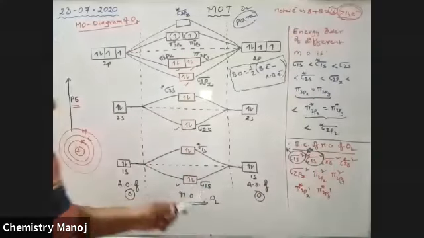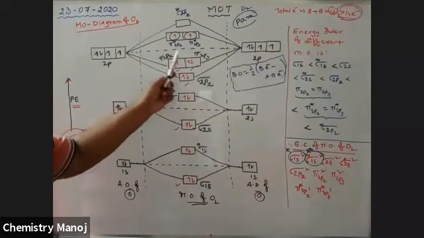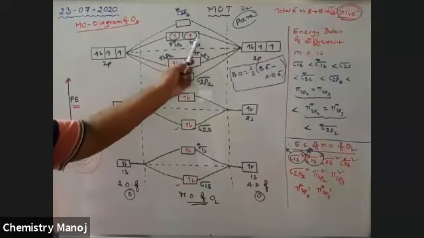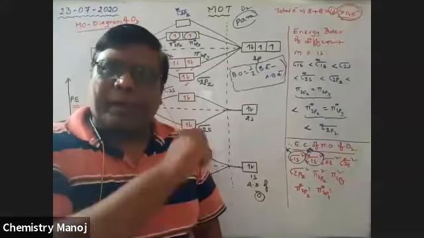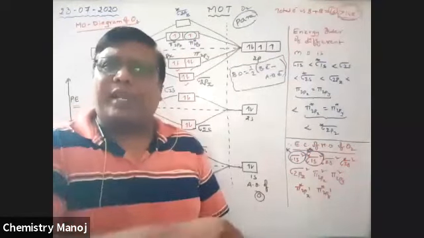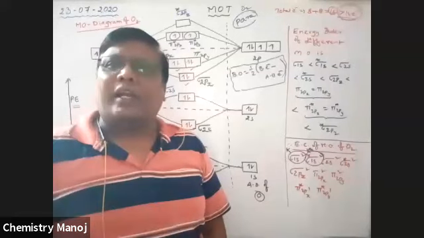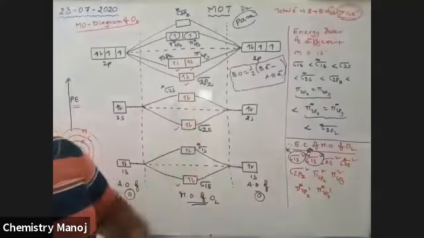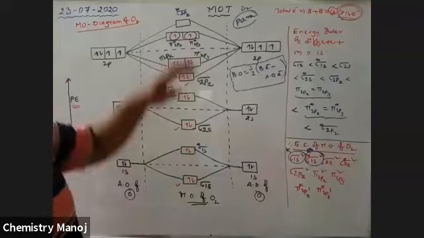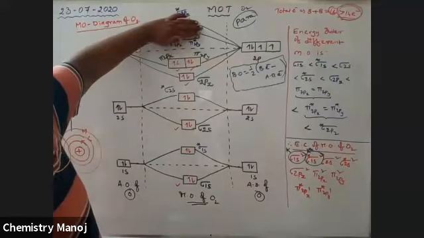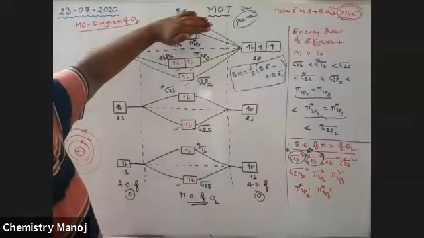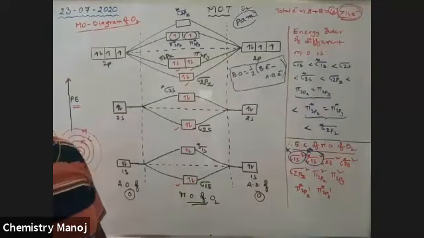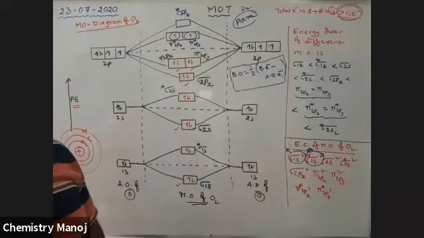See here, this is paired. But these two are unpaired electrons. That means the O2 molecule has unpaired electrons. So any species having at least one unpaired electron is paramagnetic. That is why the O2 molecule is paramagnetic. If these two unpaired electrons were not available, that means all others are paired up and O2 would be considered diamagnetic. But there are two unpaired electrons, so it is paramagnetic.